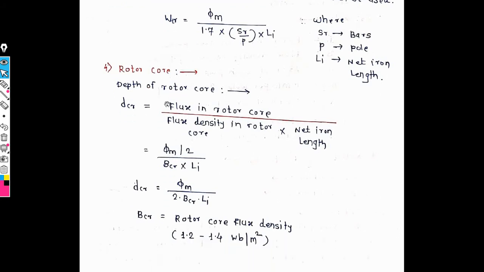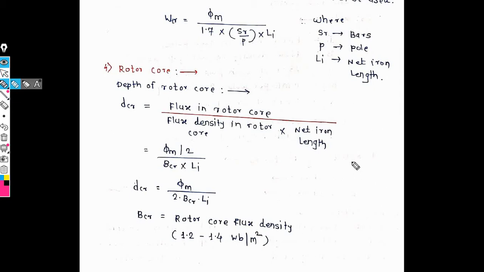Now this is the formula for the rotor core, in which we have to calculate the depth of the rotor core. Depth of the rotor core is equal to flux in rotor core upon flux density in rotor core into net iron length. Flux in rotor core: the induction motor consists of stator and rotor, and we have to consider the air gap, and this air gap is divided into two sections.